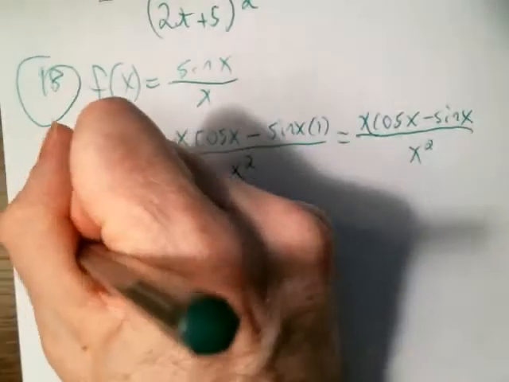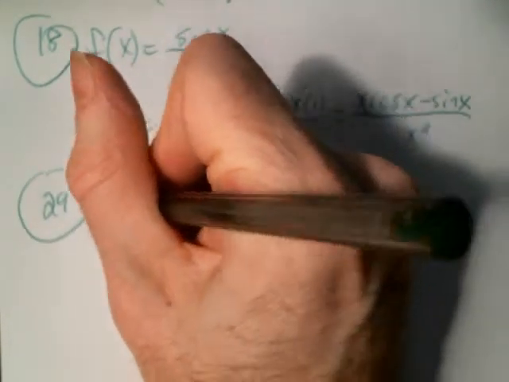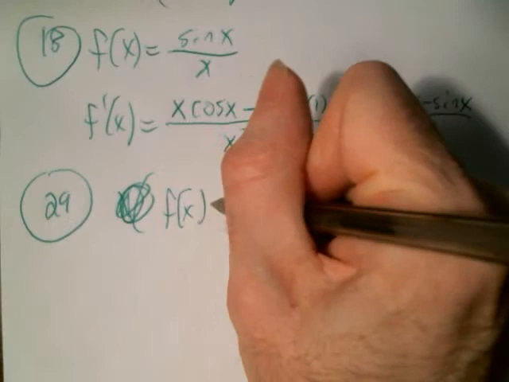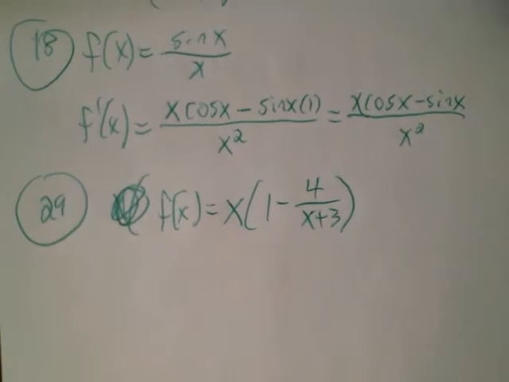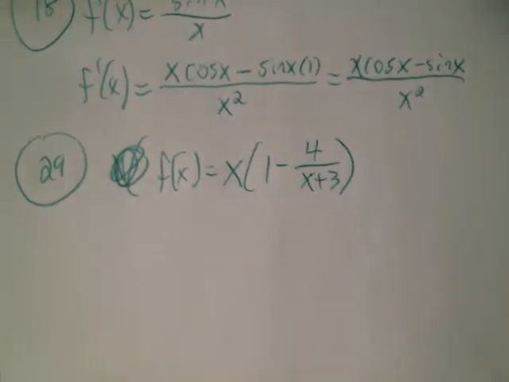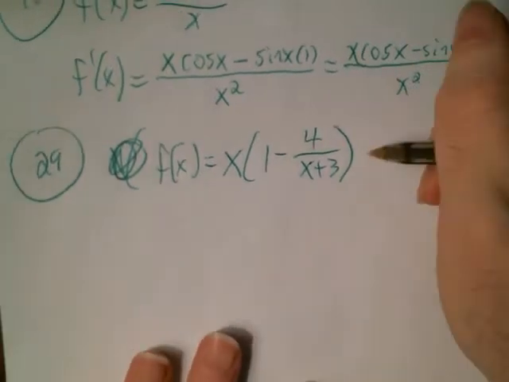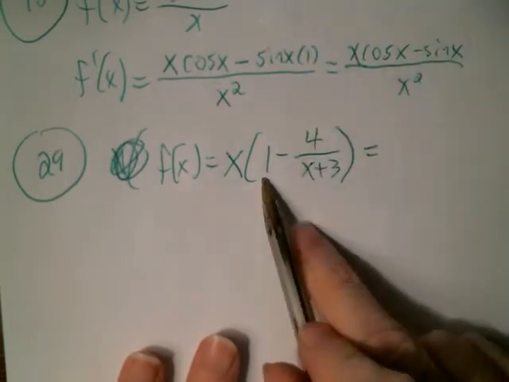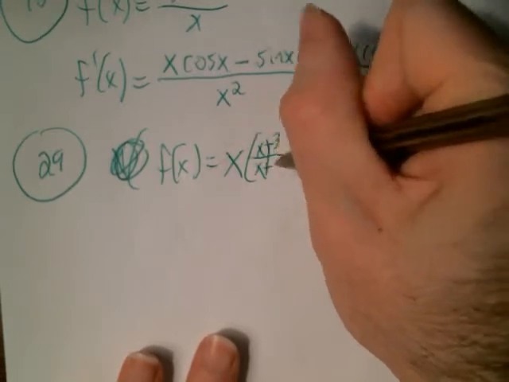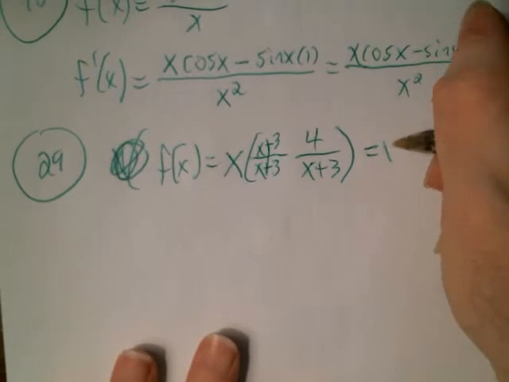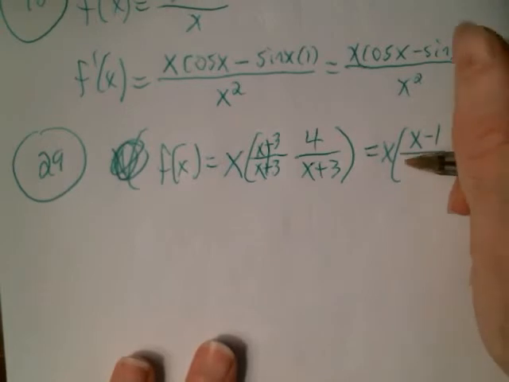Okay, let's look at maybe some nastier ones. Number 29: my function, f of x, is x times 1 minus 4 over x plus 3. In order to pull this off, I'm just going to rewrite it as one fraction and then do a quotient rule on it. Inside the guts, I need a common denominator, so I go x plus 3 all over x plus 3. So you'll have x times x plus 3 minus 4. X plus 3 minus 4 is x minus 1 all over x plus 3.